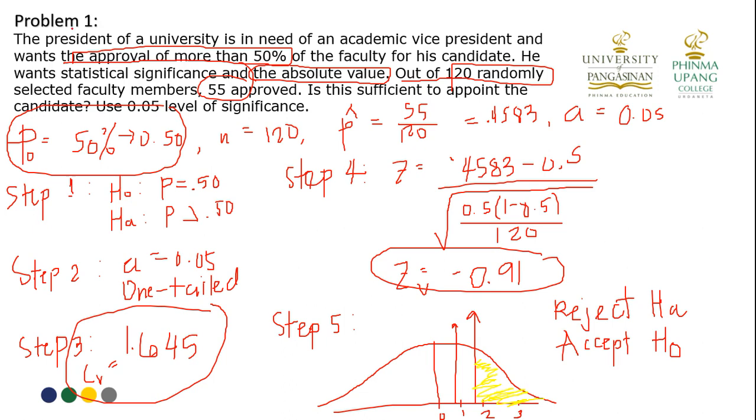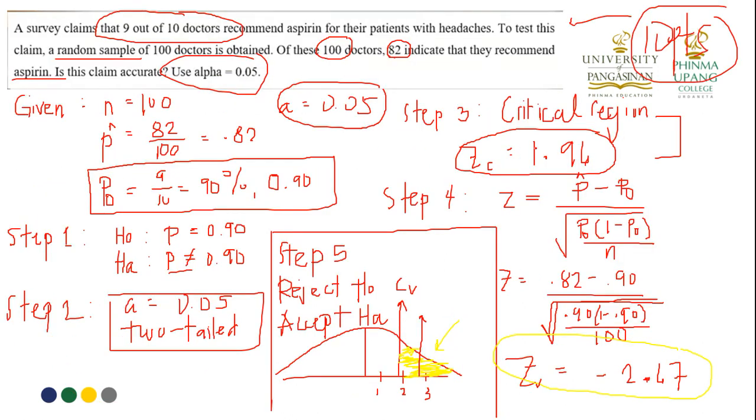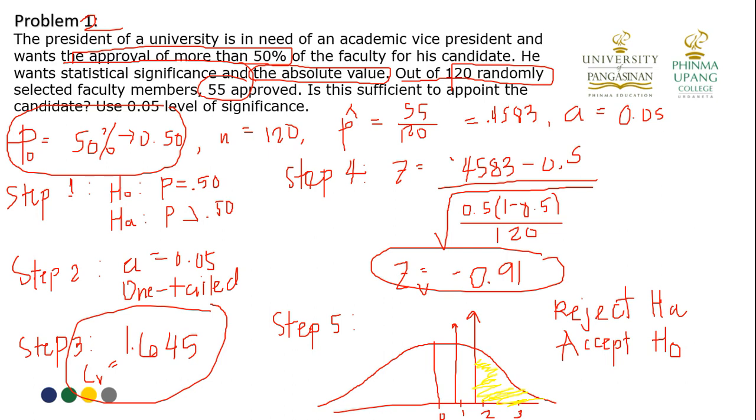Yan. That is number 1. Ay, number 2 na to. Nauna pala. Ito yung number 1. So, ito yung sagot sa number 2. Accept HO.